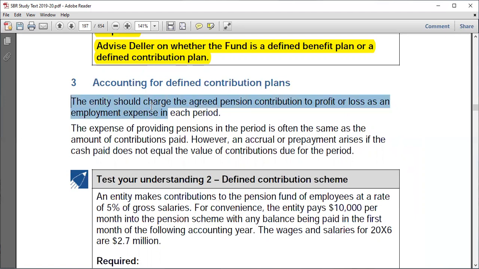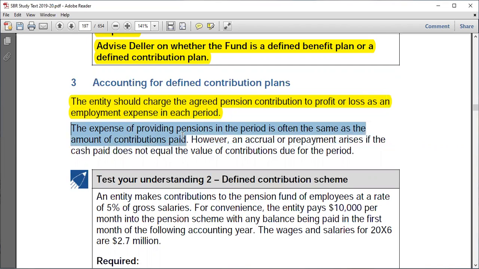So simply speaking, the entity should charge the agreed pension contribution to profit or loss as an employment expense in each period, right? Just like that. There are several methods to use, but the common method is usually the straight line method. So the expense of providing pensions in the period is often the same as the amount of contribution paid. Normally it's the same.